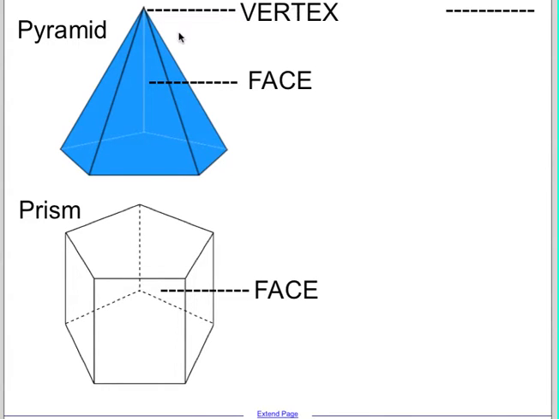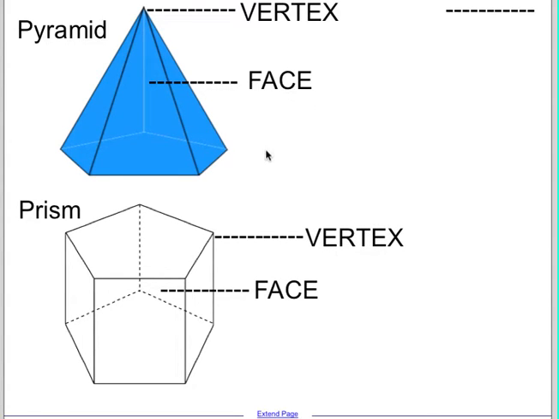So another feature is a vertex. A vertex is any 2 lines that come to a point. So this is a vertex. This pyramid has 1, 2, 3, 4, 5, 6 vertexes. There's 6 points where lines come together. This has several vertexes as well. Here's a vertex right here. This one has a few of them. This has 5 on top, 5 on the bottom, so this is a total of 10 vertexes.